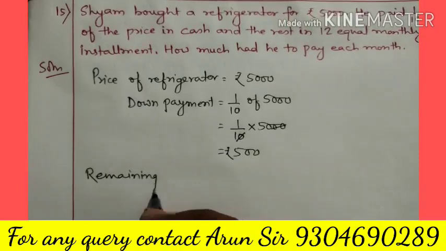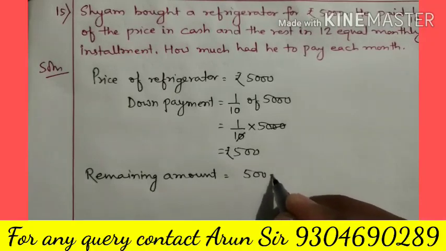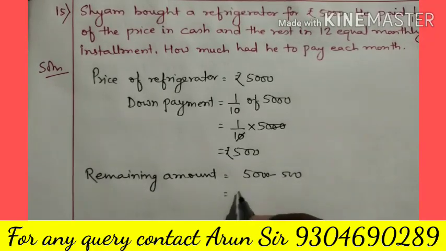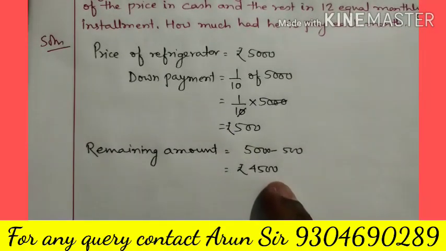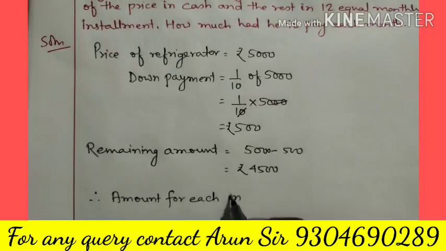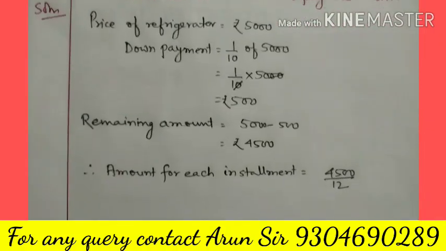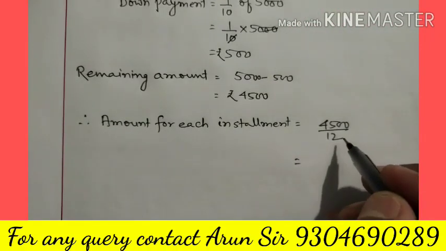Remaining amount, how much price is remained? Remaining amount is equal to 5,000 minus 500. It means rupees 4,500 is left and is to be paid in equal monthly installment. Now how many installment is there? 12. Therefore we will write amount for each installment will be 4,500 divided by 12. We will divide it by 12 so that we can get every month's amount.